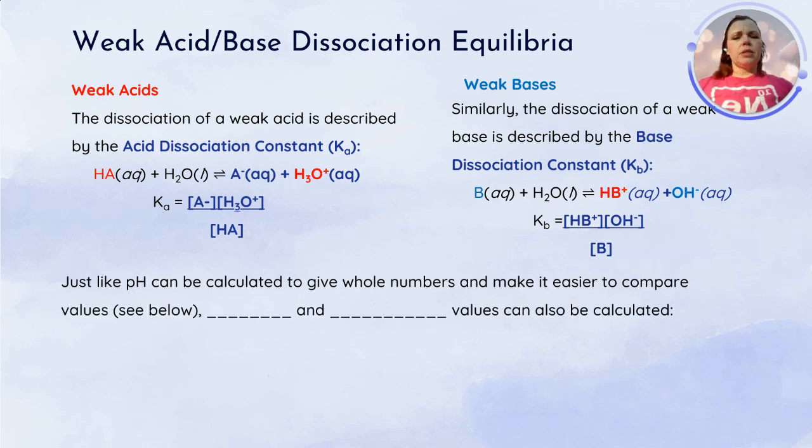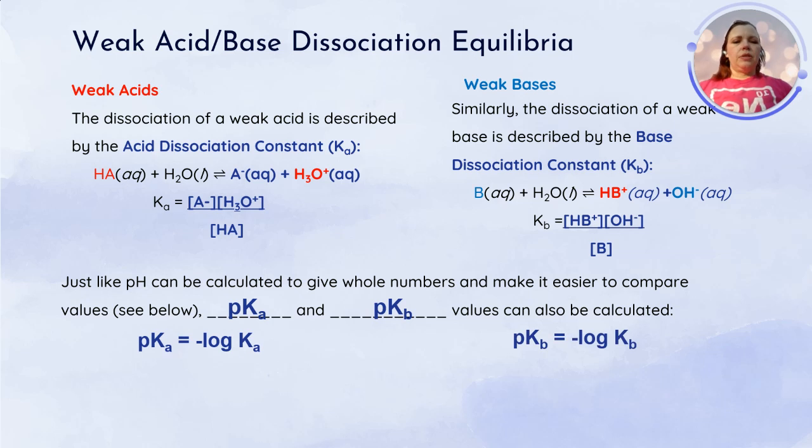Just like pH can be calculated to give numbers that fall on the scale of 1 to 14, which is easier for our brain to think about, we can make it easier to compare values for acids and bases by using pKa and pKb. So pKa is equal to the negative log of your Ka, whereas pKb is equal to the negative log of your Kb. For conjugate acid-base pairs, a special relationship exists.